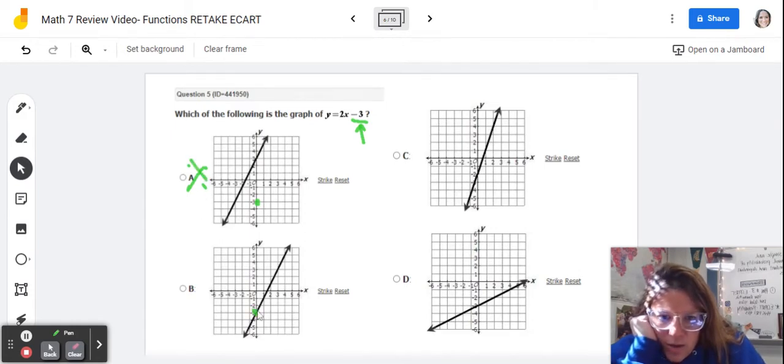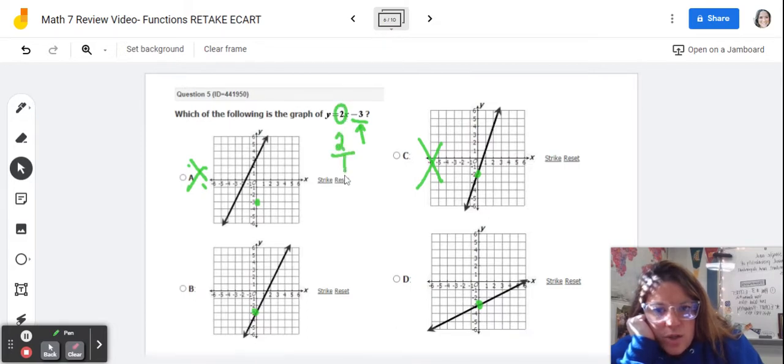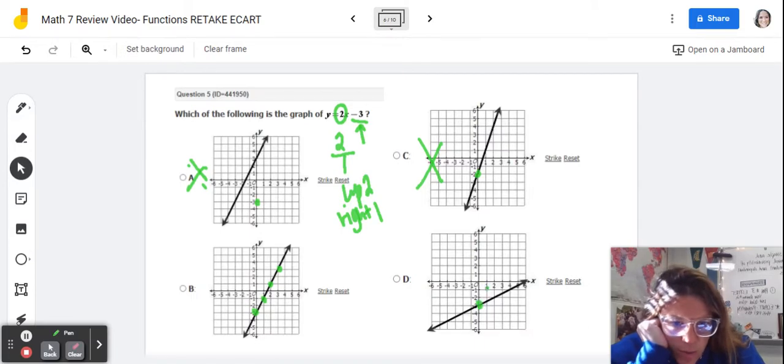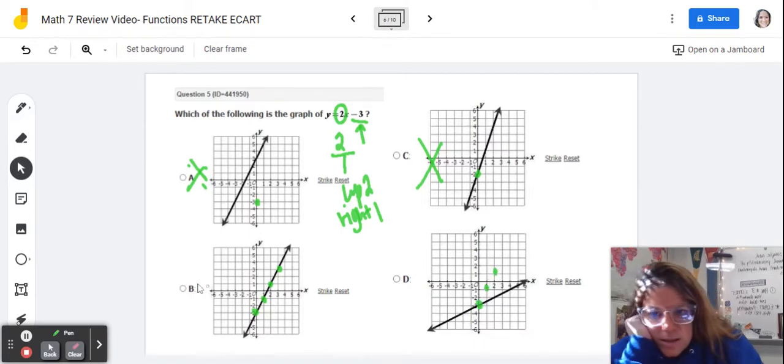Down here, it could be B, could be D. That's at -2, it can't be C. Now I have to look at the slope, which is 2, the number in front of the x, which is 2 over 1. That means I count up 2, right 1. Up 2, right 1, up 2, right 1. It looks like it's going to be this one. Up 2, right 1 would be there. So it's B.